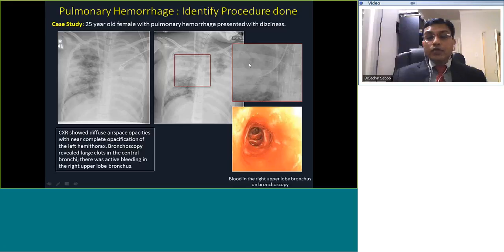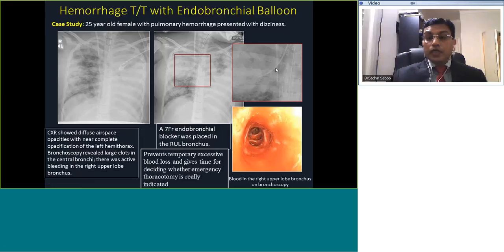So as you must have seen, there is a catheter, and this was basically an endobronchial blocker which was placed in the right upper lobe bronchus to occlude the site of bleeding in the right upper lobe. And the bronchoscopy image shows the blood in the right upper lobe bronchus.